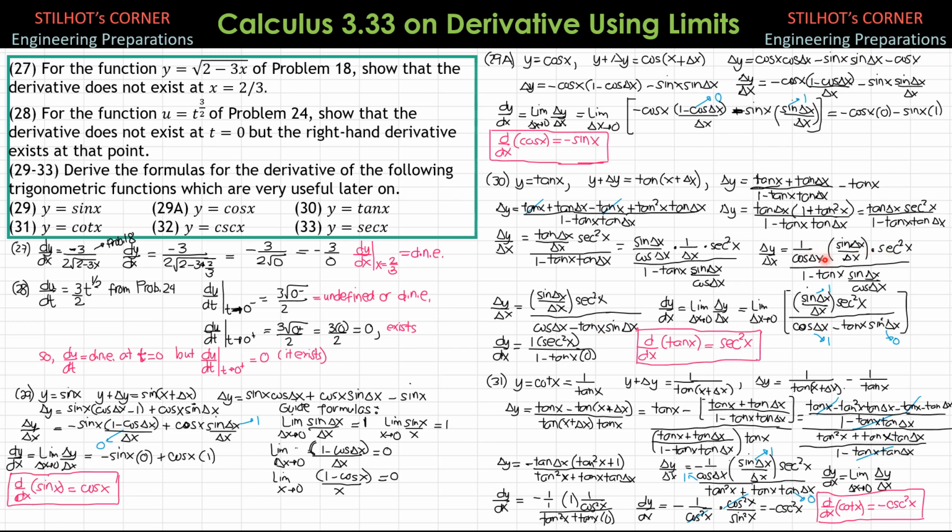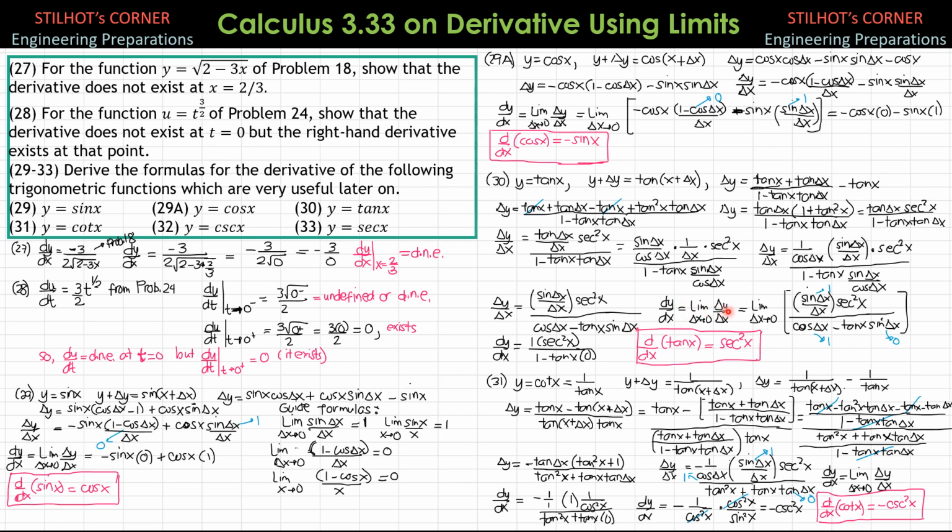From here, we distribute cosine delta x into the denominator. So that's why we have sine delta x over delta x times secant square of x. Then cosine delta x times 1 is cosine delta x. Cosine delta x times tangent x sine delta x over cosine delta x, we cancel cosine delta x. So what is left is negative tangent x sine delta x.